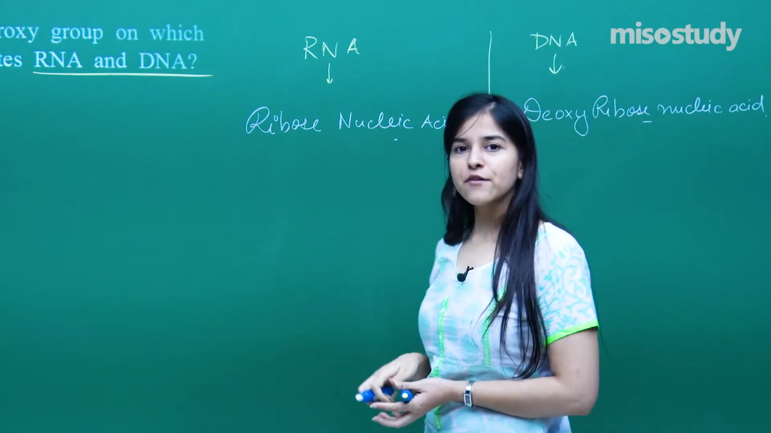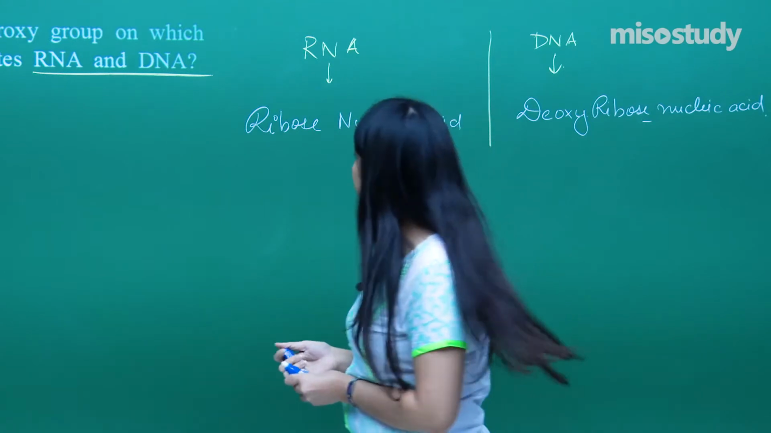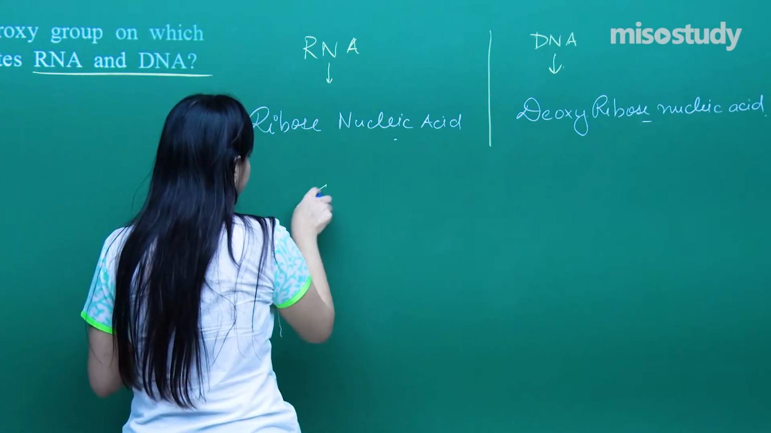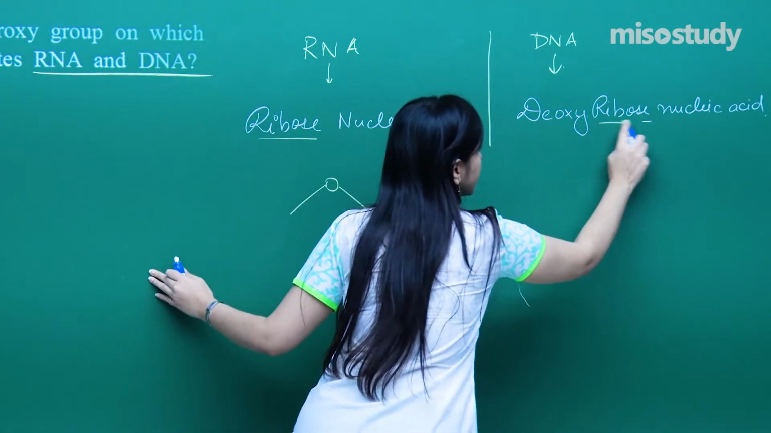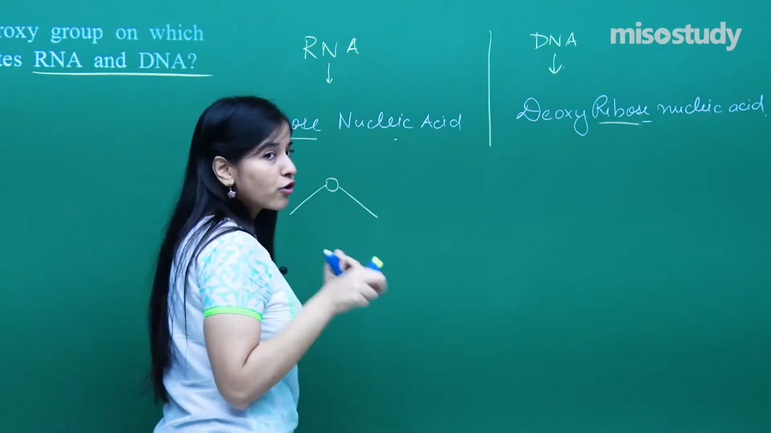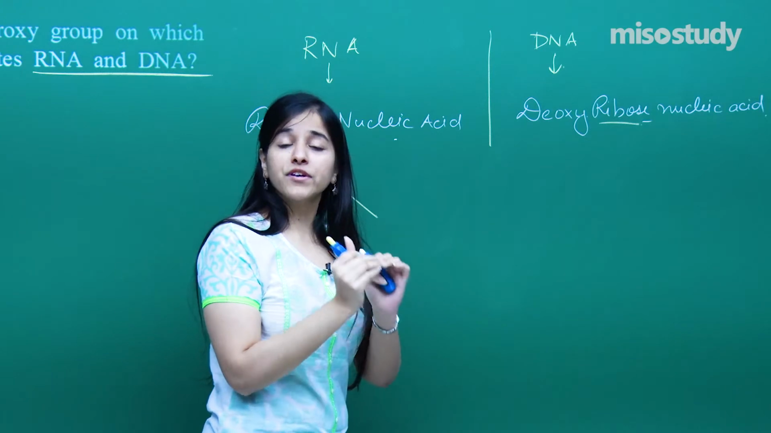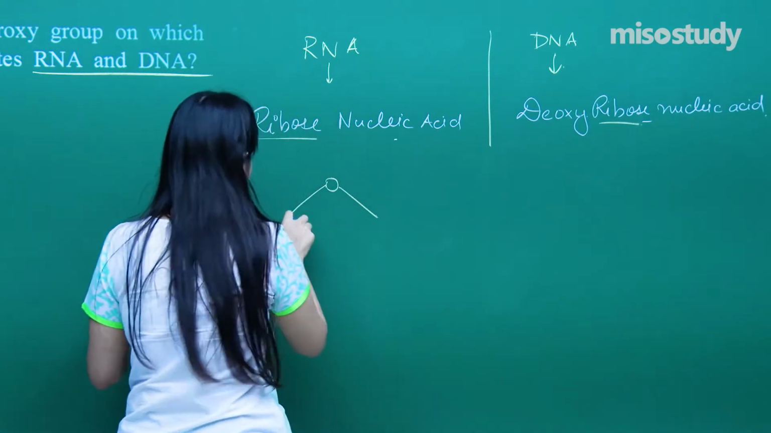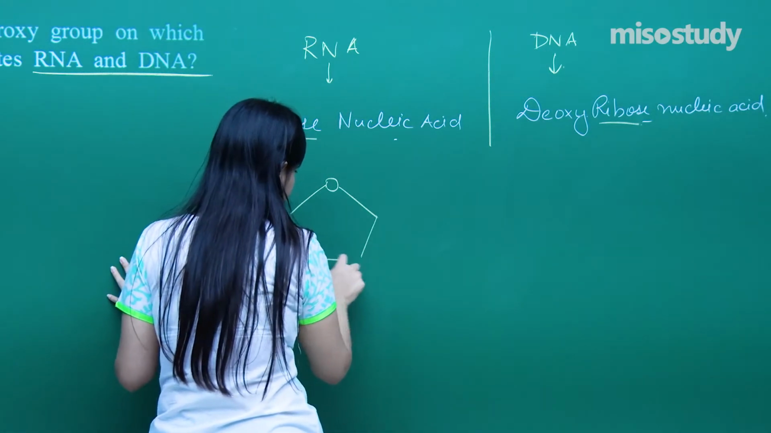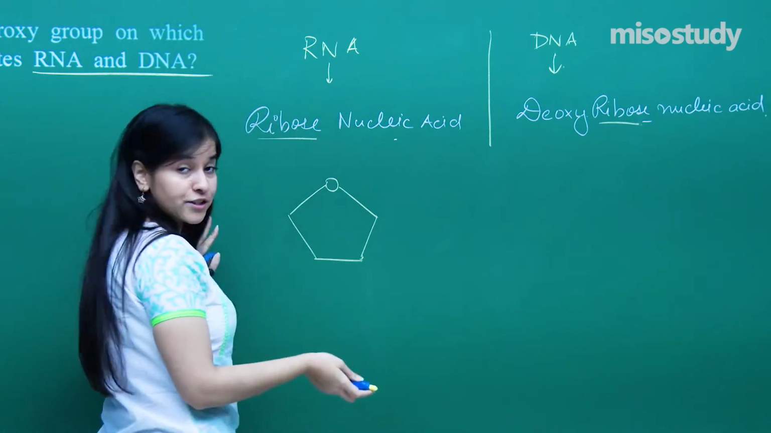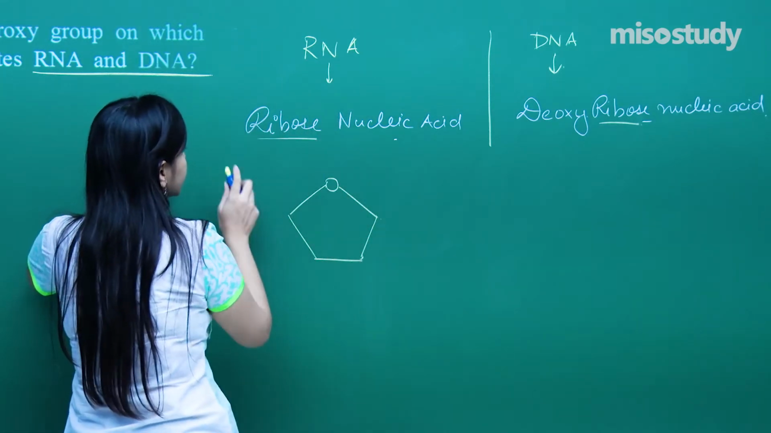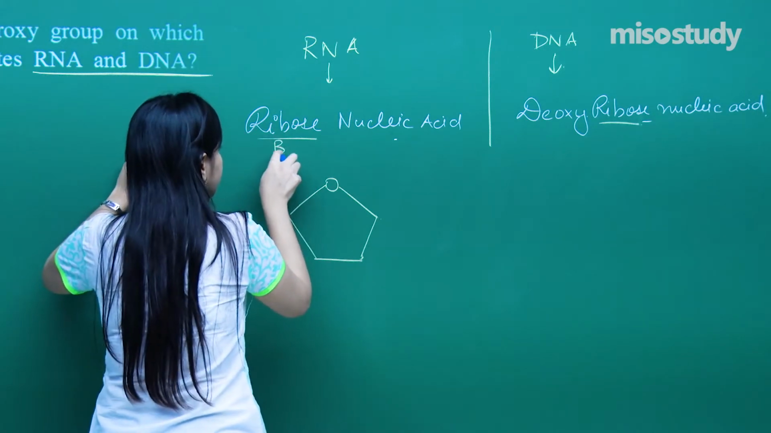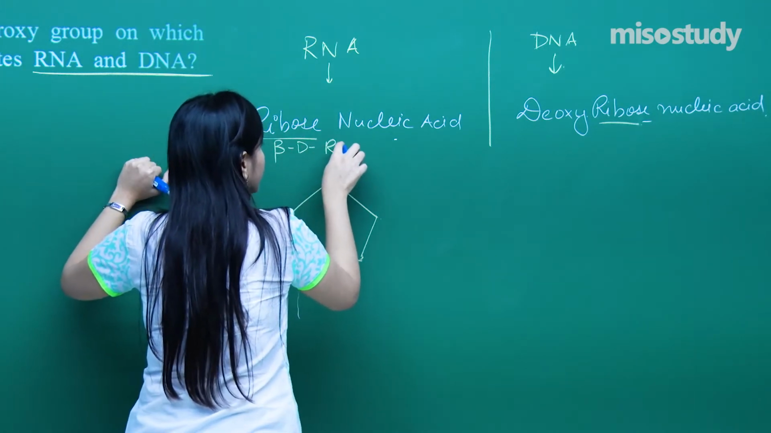What do we have? We have a pentose sugar, so both are pentose. I just need to have a deoxy part, which means I am removing one OH group. That is what it needs to be. And if you observe, what is the actual sugar present? It's beta D ribose.